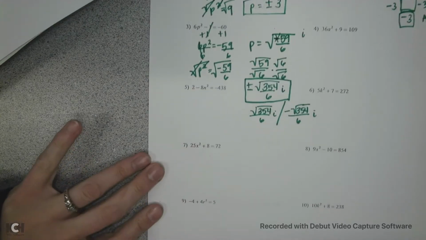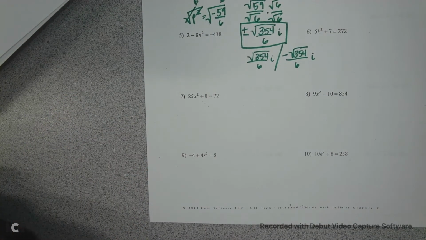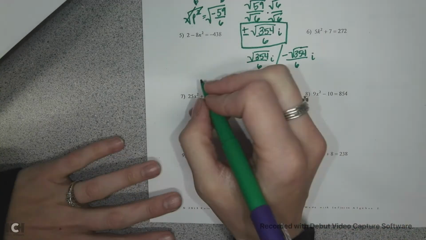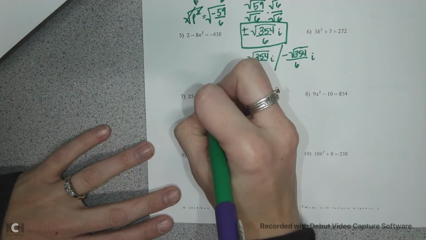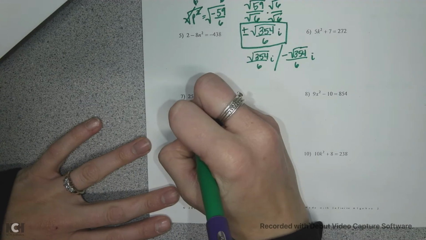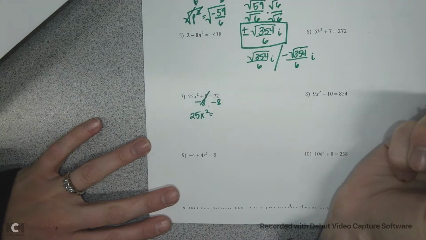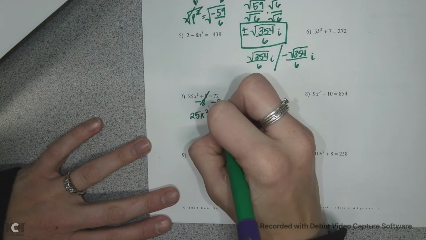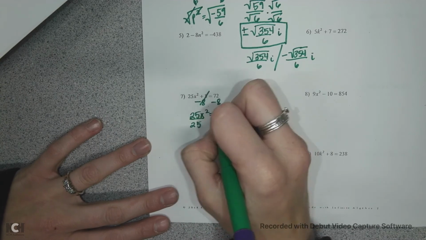Okay, let's do number 7. Number 7 has a similar idea. We're still going to start by subtracting 8 on each side. So now we have 25x squared equals 64. Then we're going to divide each side by 25.